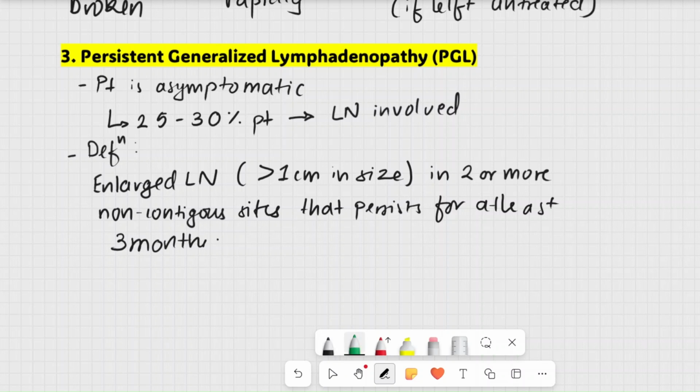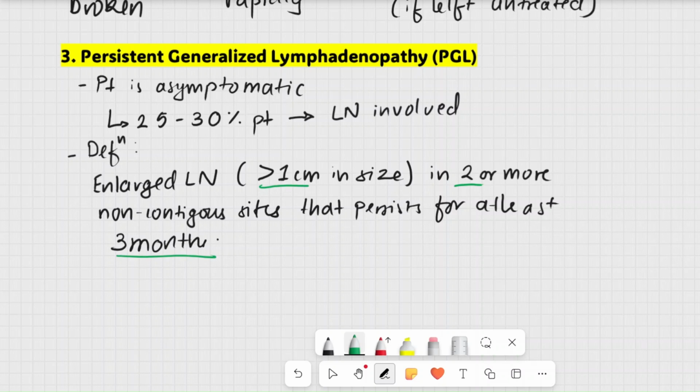So I'm saying that if the size of the lymph node is increasing by more than 1 centimeter, it is involving two or more non-contiguous lymph node sites, and this whole duration is persisting for 3 months or more, we say this is a case of persistent generalized lymphadenopathy.